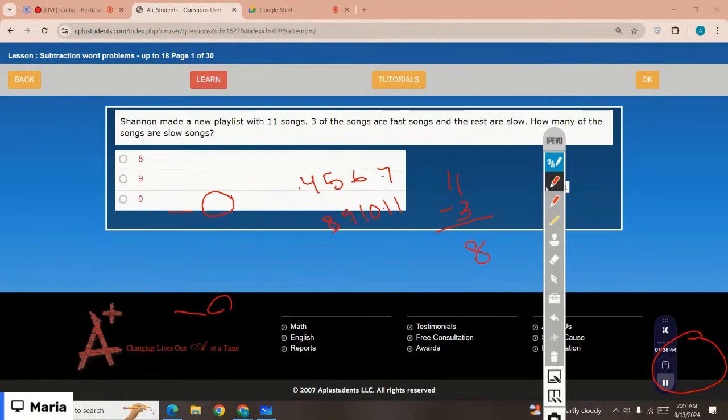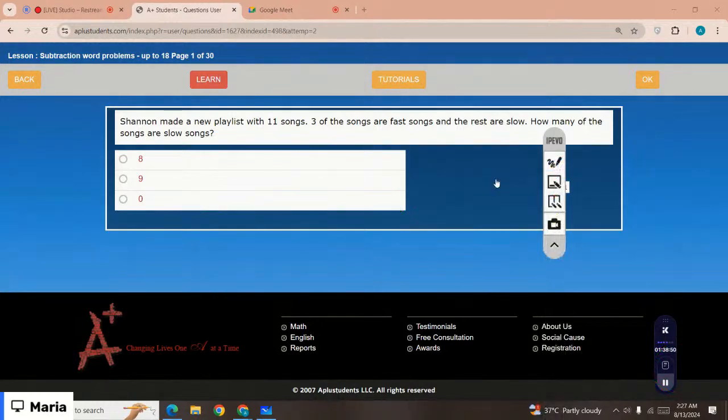Got it? The correct option is 8. So 8 of them are the slow songs.